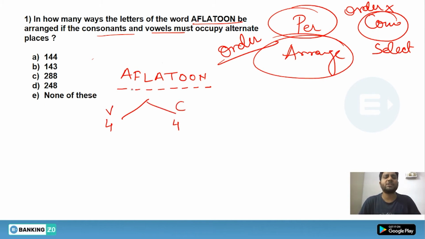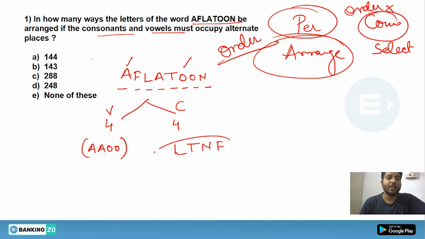In consonants, there is no letter which is repeating. But in vowels, there are 2 letters which are repeating. The first is A and the second one is O. So A, A, O, O and L, T, N, F. These are the consonant ones. So if you are going to arrange consonants, you will clearly say that it will be arranged with factorial 4. The same thing will happen with vowels as well.